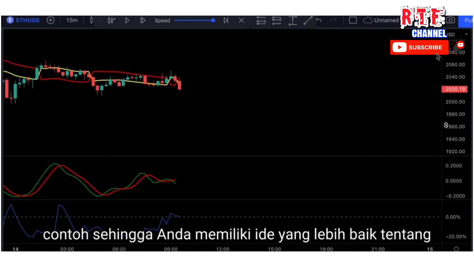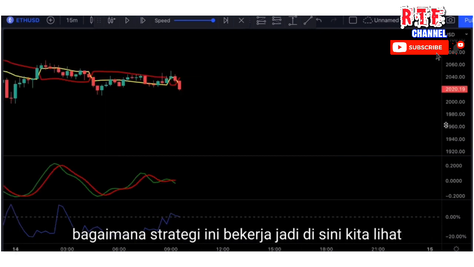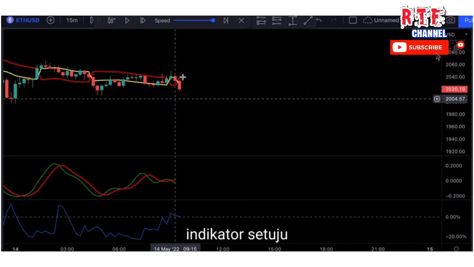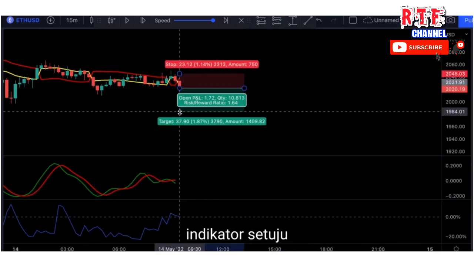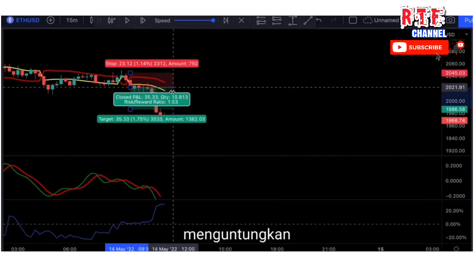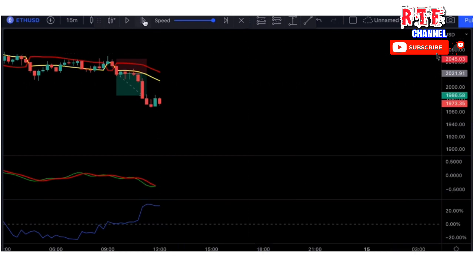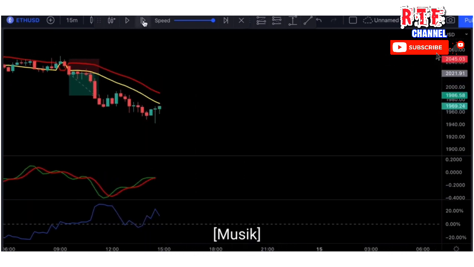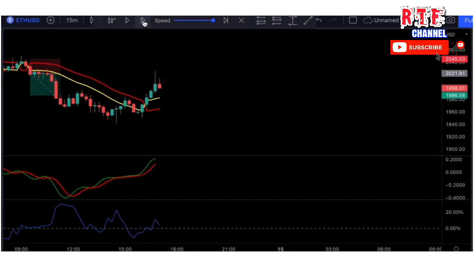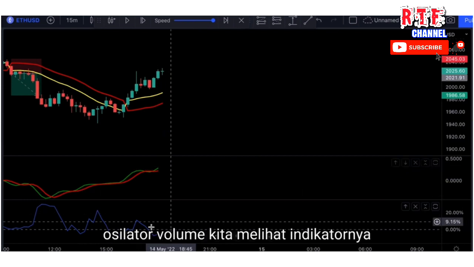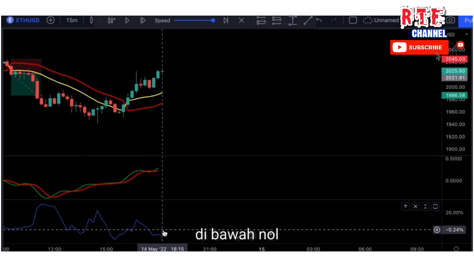Alright, let me give you a couple more examples so you have a better idea of how this strategy works. So here we see we've got a valid short entry, all our indicators agree. And this trade turned out to be profitable. This long signal is not confirmed by the volume oscillator. We see the indicator is below 0.